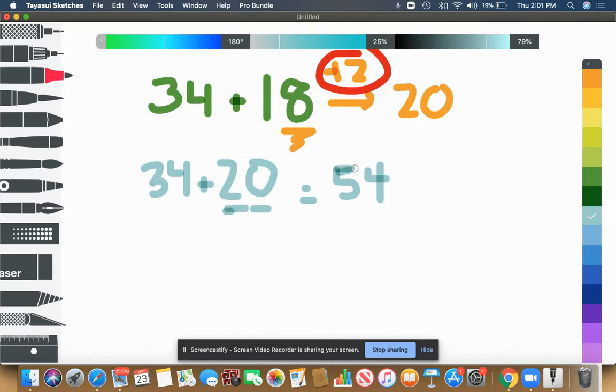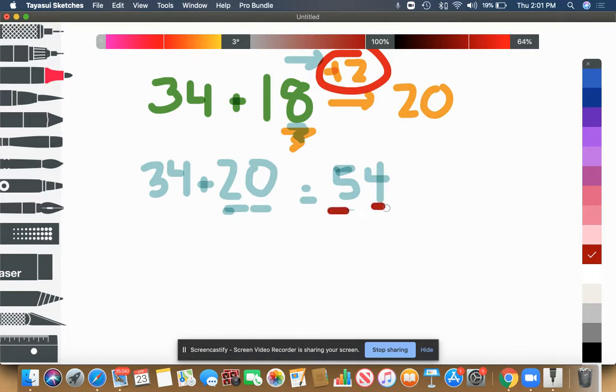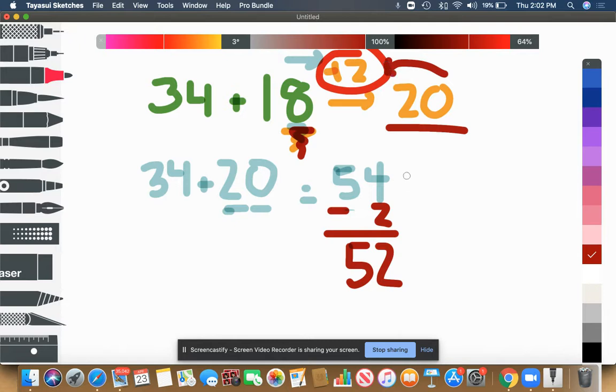Now, in order to get 54, I added 2 to my 18 to make it 20. So at the end of my problem, let me grab red here, I would subtract that 2 back away. So it's not really 54, it's 52. Instead of adding 18 in my head, I'm adding 20. How did I get to 20? Well, I added 2 to my 18, and then I took that 2 away from my answer. So today's lesson was just about using little strategies to make the numbers easier.